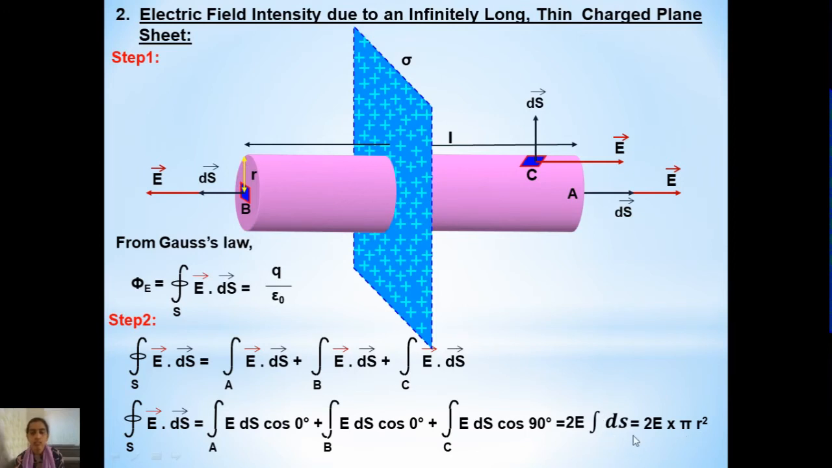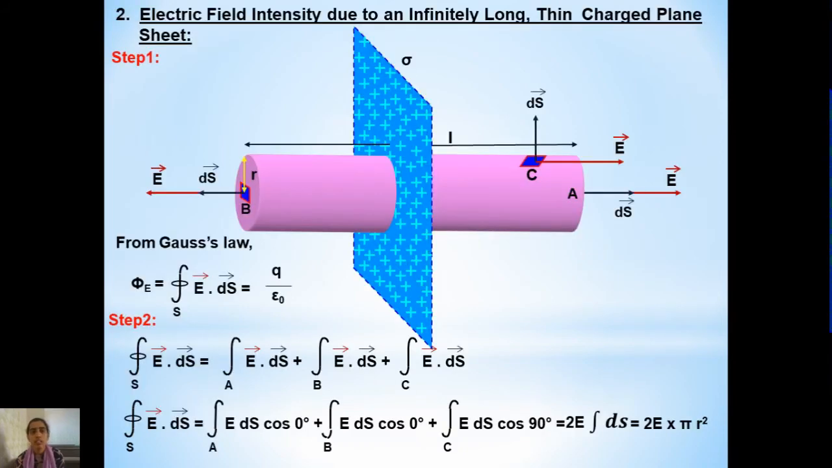So integral of ds will be pi r square. So the total electric flux becomes 2E into pi r square. So this is our second step. In the second step, we have calculated the total electric flux due to this complete Gaussian surface.